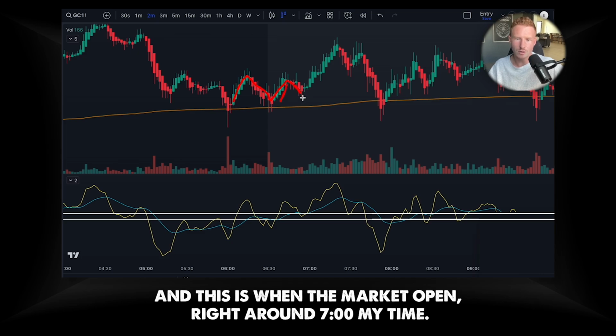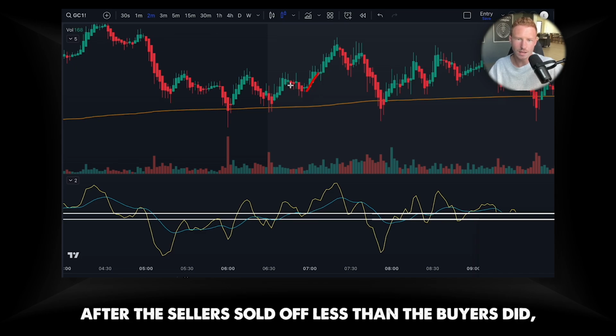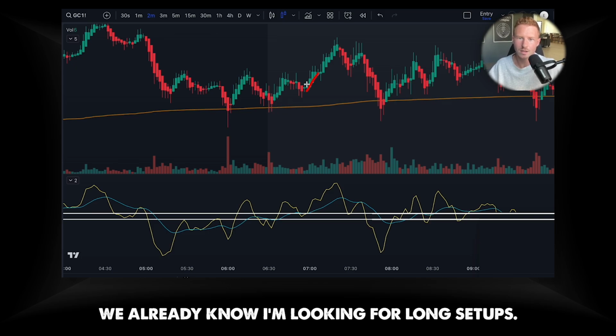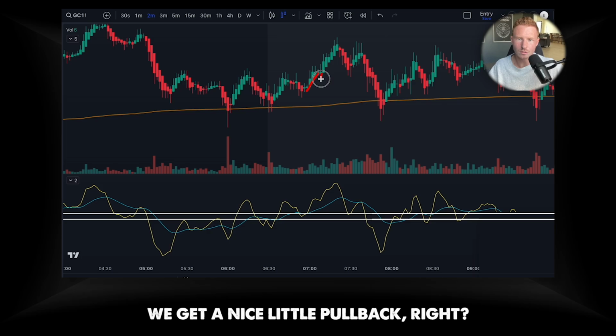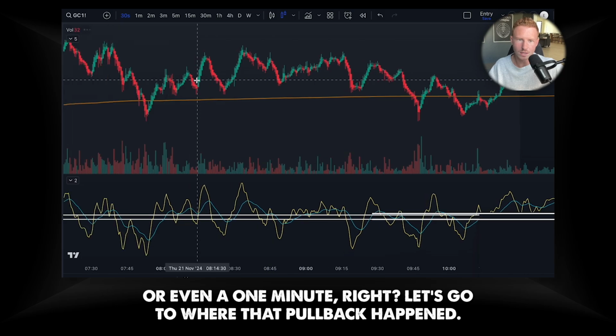And this is when the market opened right around 7 my time. As you can see, what happens? Buyers start stepping in again after the sellers sold off less than the buyers did, right? We're holding above the VWAP. Everything is there. We already know I'm looking for long setups. What happens? We get a nice little pullback, right? And you can see this better on a 30-second time frame, for example, or even a 1 minute, right?